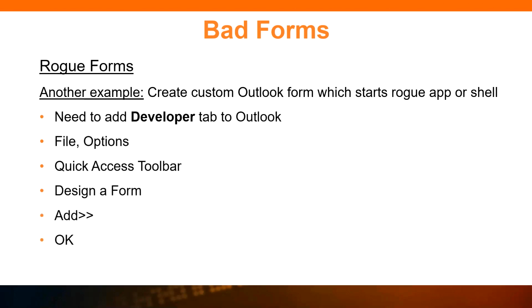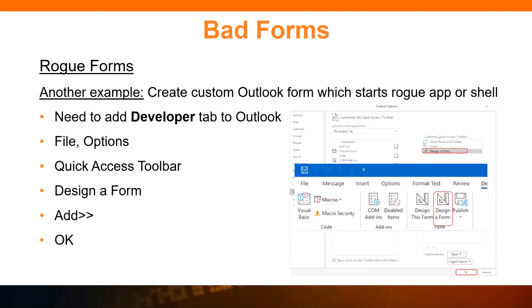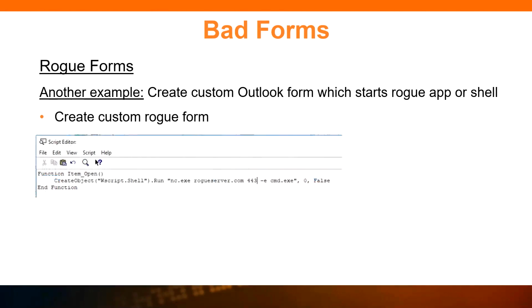If you want to see forms in Outlook, you'd have to go to File, Quick Access Toolbar, tell it to add the button called Design a Form. And when you do that, it adds this Design a Form button. Then you click that. You'll see these different default forms that are in Outlook. Message is the default form that all email messages are shown in. And you can click on View Code and insert code. And like in this example, I said, hey, insert this code to run netcat.exe.